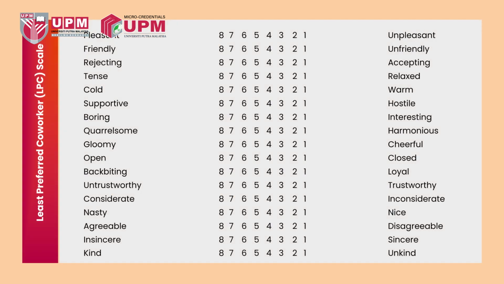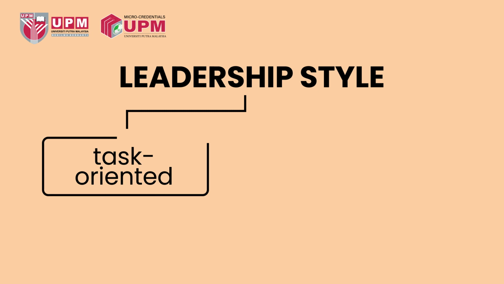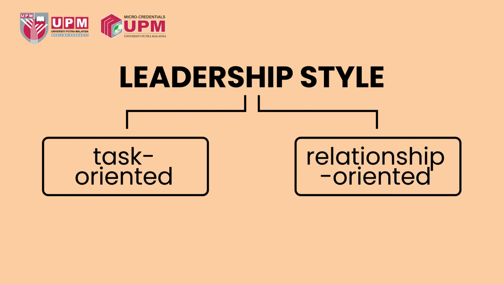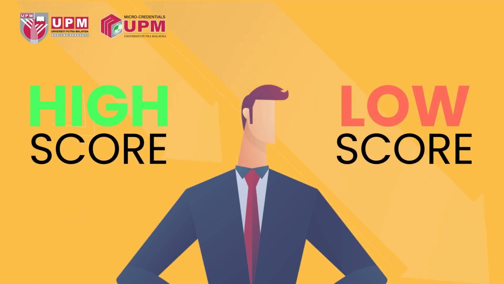Based on the leader's score on the LPC scale, their leadership style can be determined as either task-oriented or relationship-oriented. Leaders who give high scores to their least preferred coworker tend to be relationship-oriented, while leaders who give low scores to their least preferred coworker tend to be task-oriented.